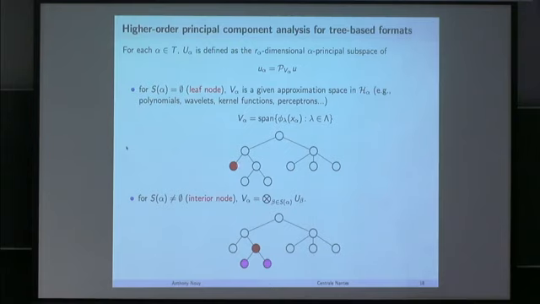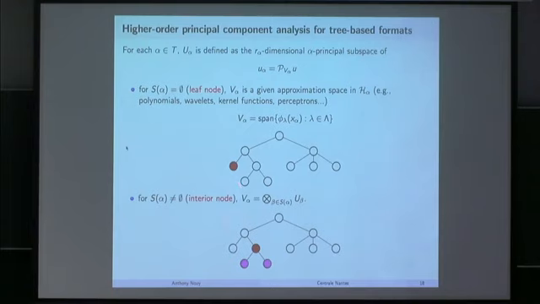So you see here, for estimating the one principal subspace of the function U, I introduce an approximation space of functions of the first variable. I project the function U on this subspace, and I compute the one principal component of this. And I repeat this for all the leaves of the tree.